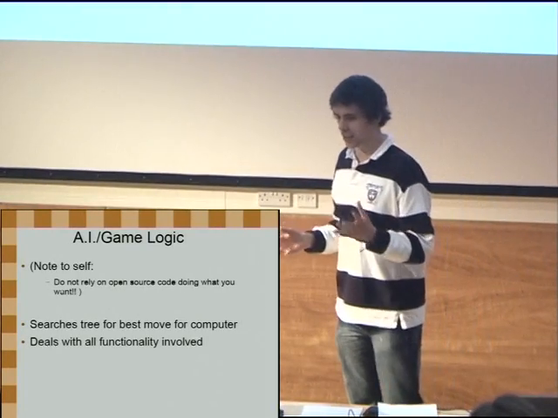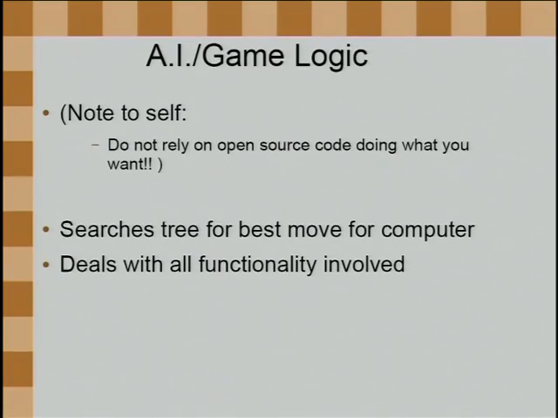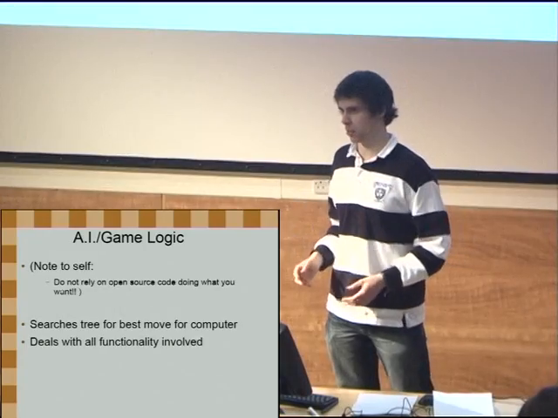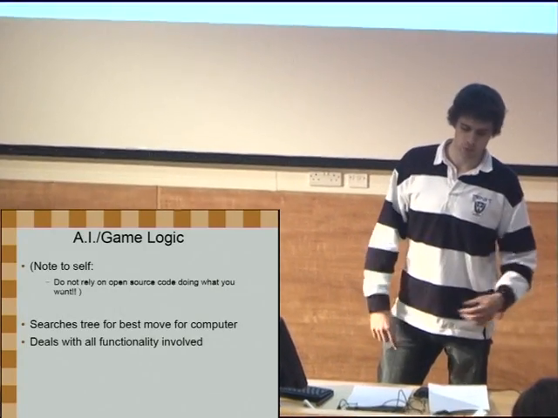So the AI: we found a bit of open source code on the internet. It seemed to do what we wanted. It seemed okay. It was pretty rubbish, actually. It wasn't very good. So we used the algorithm that it had inside it and basically coded it all ourselves. All it did was search through a tree of all the possible moves, scoring the moves based on the state of the board, the number of pieces on the board, and picked the best move that it could then do.